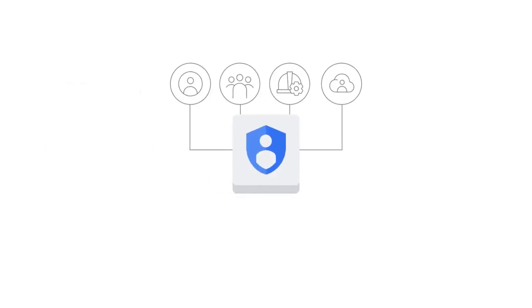The who part of an IAM policy can be a Google account, a Google group, a service account, or a cloud identity domain. The can do what part of an IAM policy is defined by a role. An IAM role is a collection of permissions.